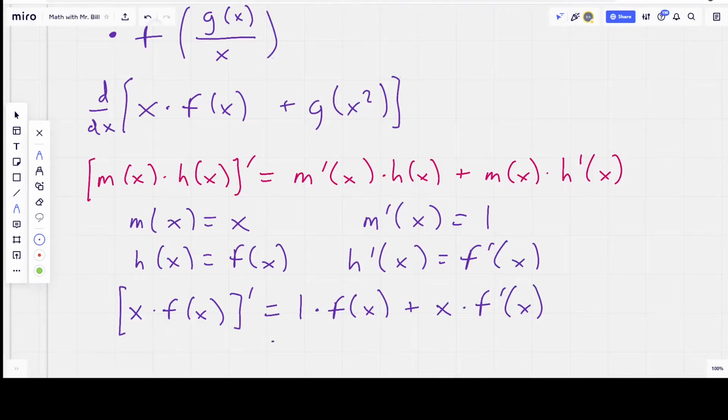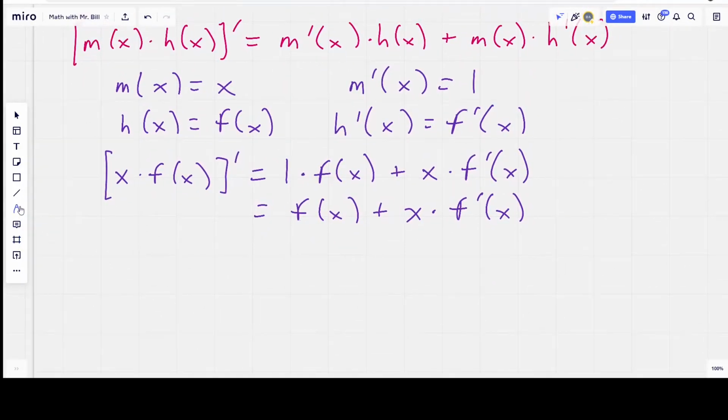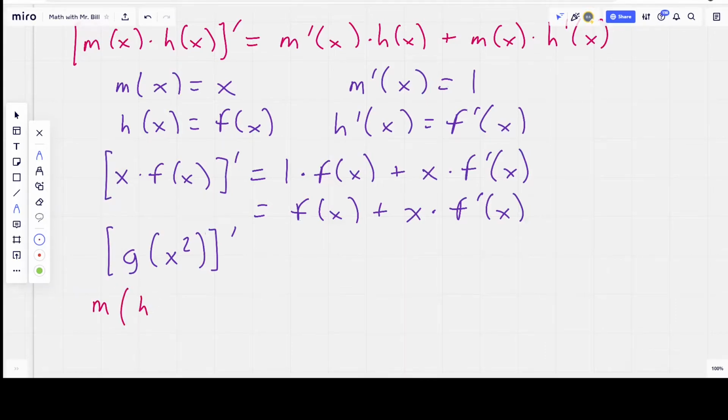So we'll simplify that up a little bit, and we get f of x plus x times f prime of x. Okay, so now on to the second part of this, and we're going to find the derivative of g of x squared. And so we're looking at g of x squared, and we're going to be using the chain rule here. And the chain rule says, if you've got a function embedded in a function, so we take h of x and put it into m of x, and we take the derivative of that.